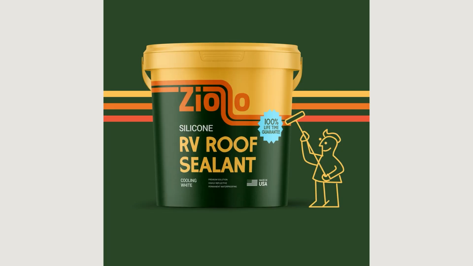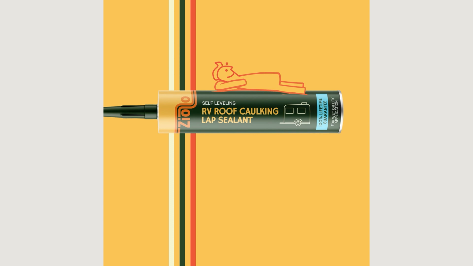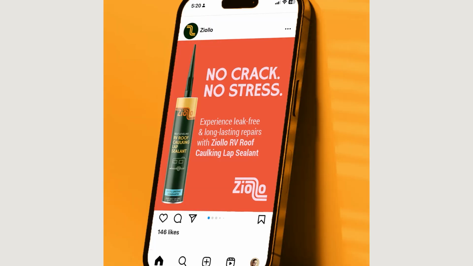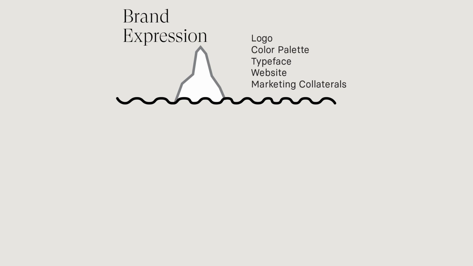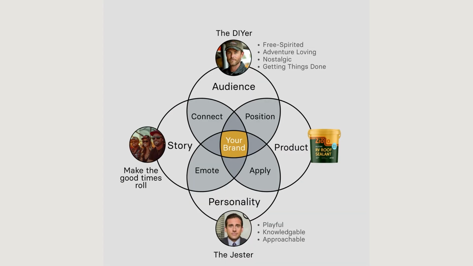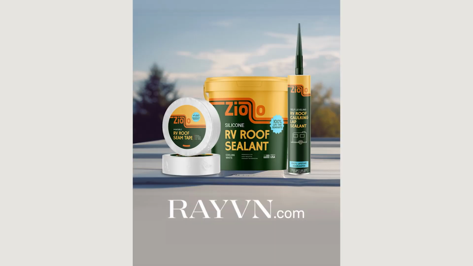We created a friendly retro mascot called Ziollo that would guide users across the customer journey through various touchpoints, from their website to their digital marketing. What you're seeing right now is called the brand expression, but that would not have been possible without the brand strategy. Branding is the process of manufacturing meaning, and design is how you convey that meaning and build a robust and cohesive brand.